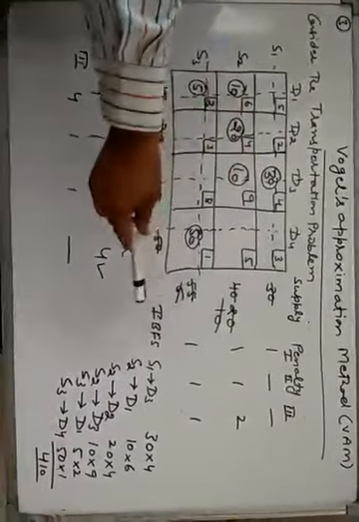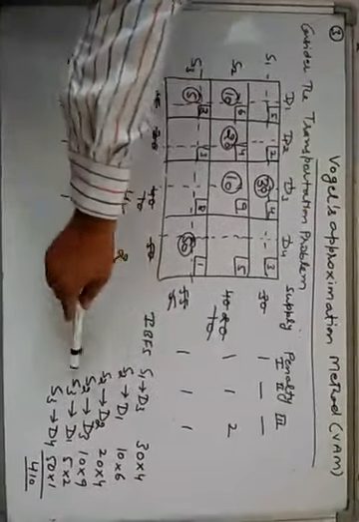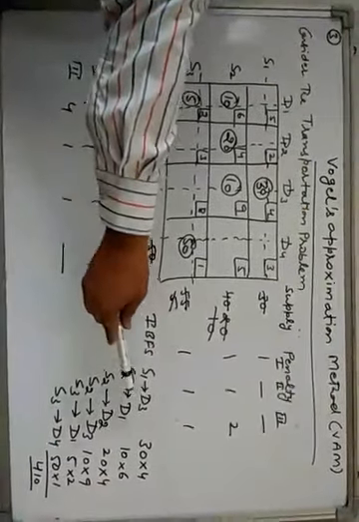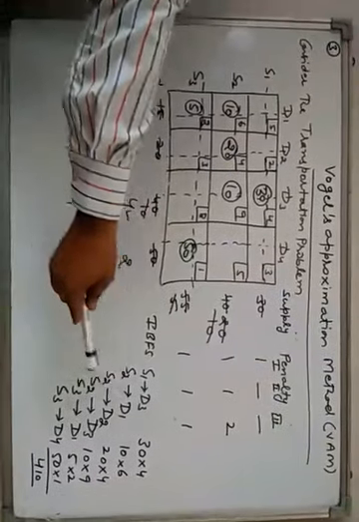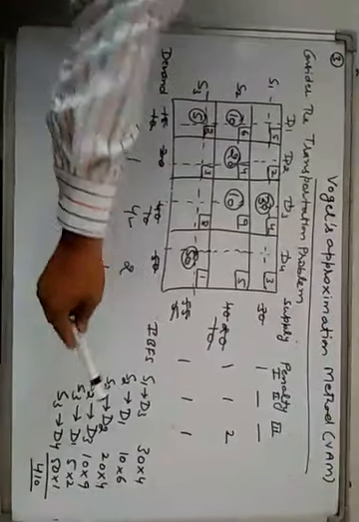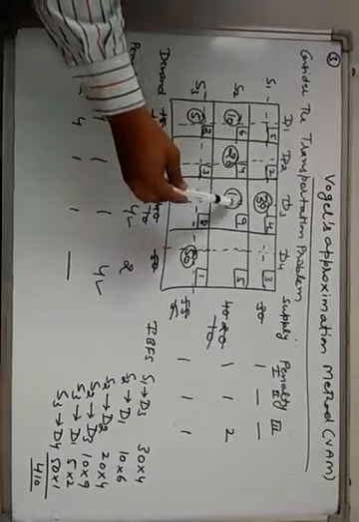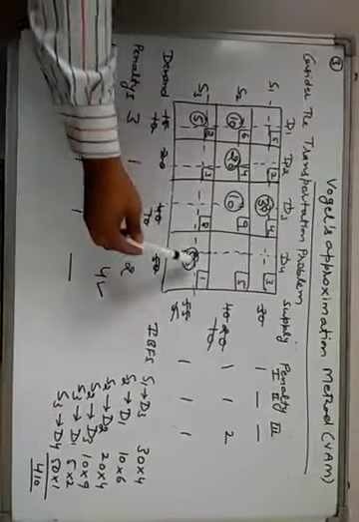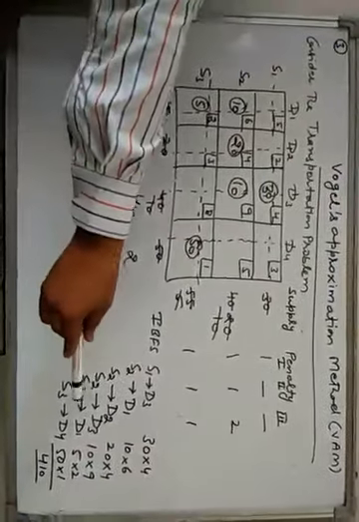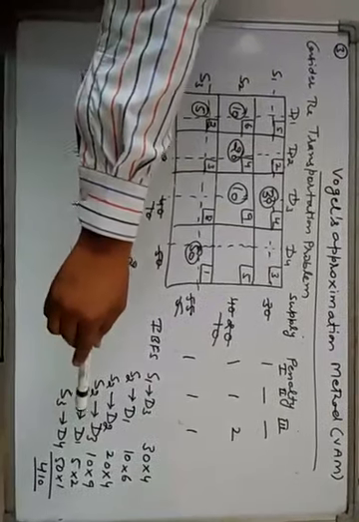Now initial BFS solution by Vogel approximation method is given by this: S1 to D3, S2 to D1, S2 to D2, S2 to D3, S3 to D1, S3 to D4. 30 into 4, 10 into 6, 20 into 4, 10 into 9, 5 into 2, 50 into 1. After calculation, we will get the answer 410.